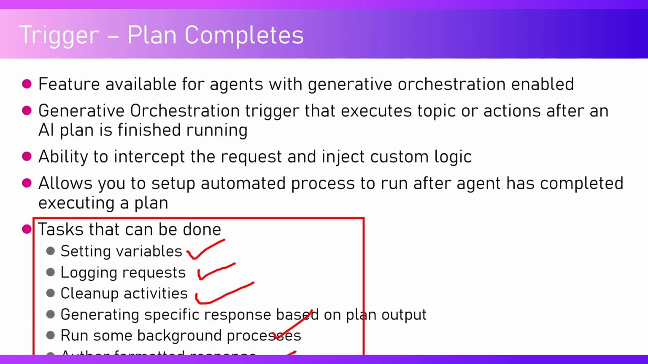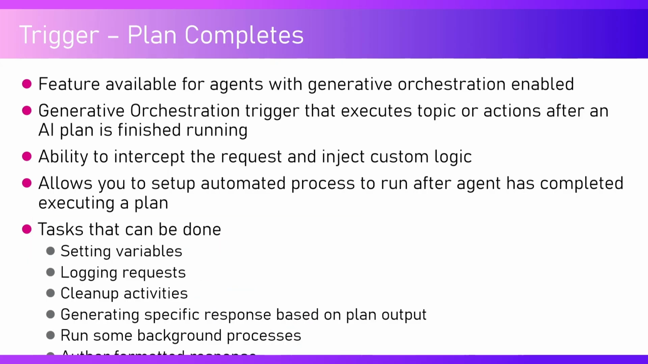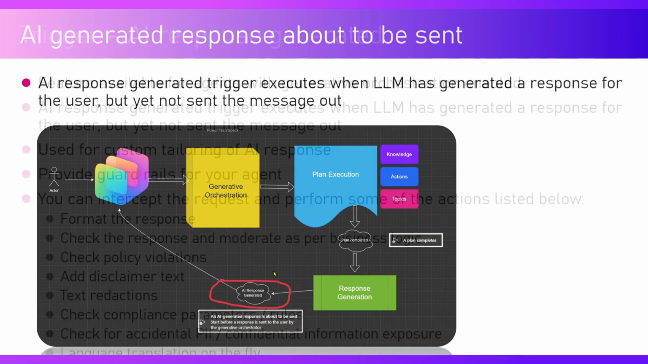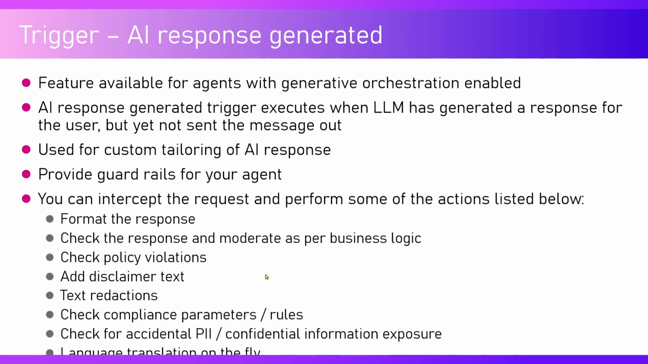Sometimes the agent may give you a response in a specific format. You have an option to control that as well using the plan complete. This is another trigger which is available, like the AI response generated trigger. Here you get an option, when an LLM has generated a response but not yet sent the message out, to check the following things.